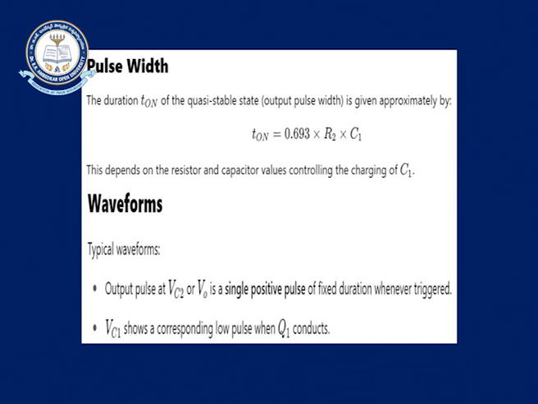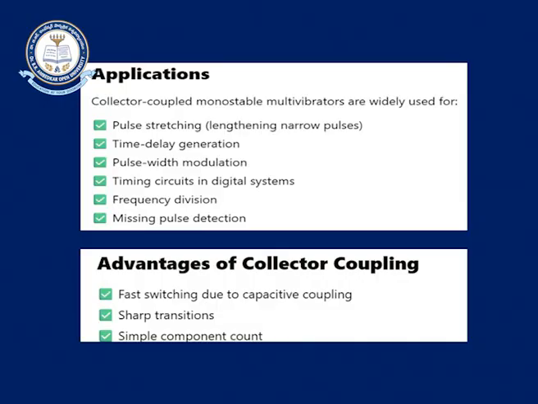Okay. So what are the waveforms here? The output pulse at Vc2, or the output voltage V0, is a single positive pulse of fixed duration, which corresponds to a low pulse when the transistor Q1 conducts. So what are the applications of this? The collector coupled monostable multivibrator is widely used for pulse stretching, that means lengthening the narrow pulse.